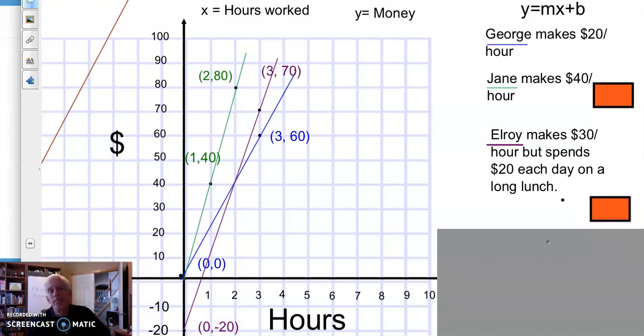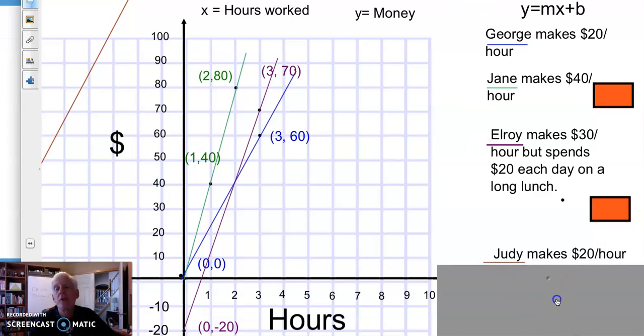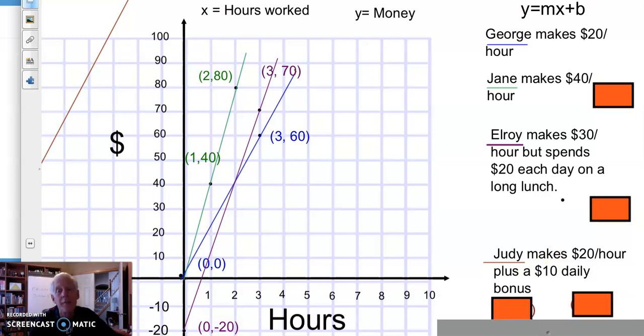Then they got a daughter. Their daughter's name is Judy. Judy makes 20 bucks an hour, but Judy is so popular at her office that they say, look, we're going to give you a $10 bonus every day you come in because you're so good. We're going to pay you 20 bucks an hour, but we're giving you 10 extra bucks. So Judy makes $20 an hour plus a daily bonus of 10 bucks. So once a day she gets 10 extra dollars.